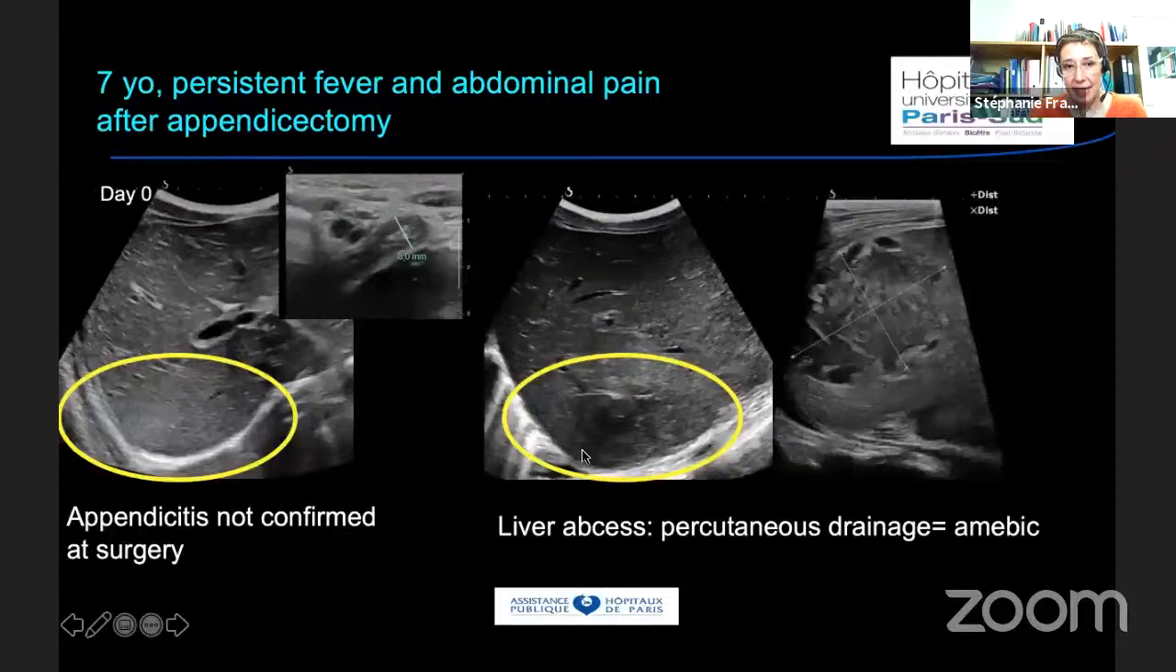A few days, 5 days later, you can see very clearly that the lesion becomes more heterogeneous. And once again, when you use the high frequency probe, you can see more adequately this very heterogeneous and thickened fluid content that was a liver abscess, and it was an amebic abscess.